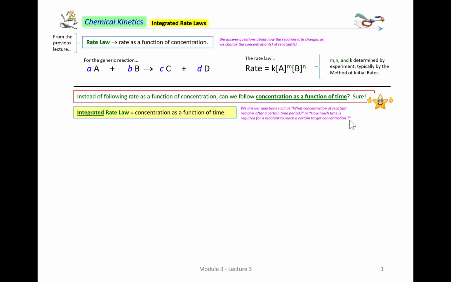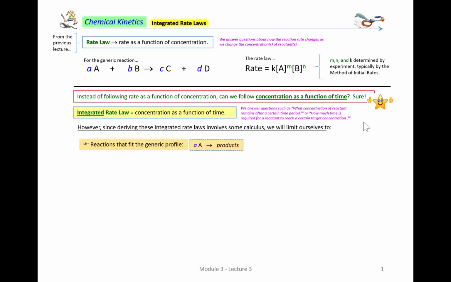So this allows us to answer questions such as what concentration of reactant remains after a certain time period, or how much time is required for a reaction to reach a certain target concentration. However, since deriving these integrated rate laws involves some calculus, which we will not do, we'll limit ourselves to, first of all, reactions that fit the generic profile of some reactant going to products.